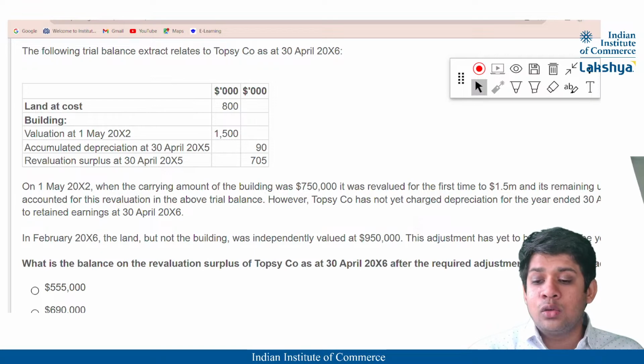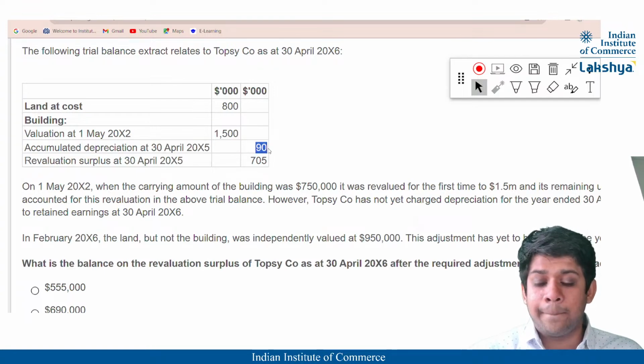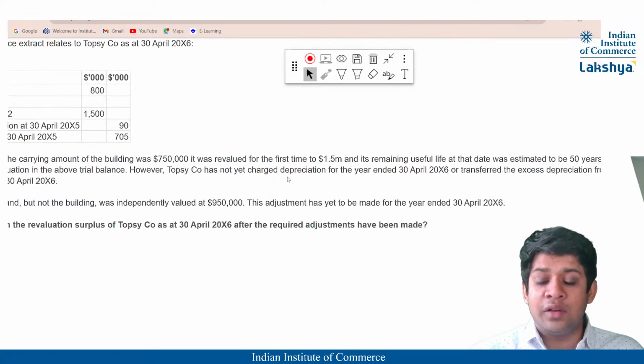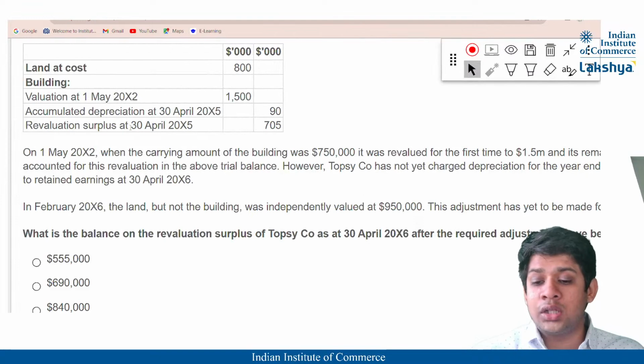There is a building whose valuation at 1st May 2012 was 1500. Accumulated depreciation till 30th April 2015 is 90. And the revaluation surplus stored at 30th April 2015 is 705. So there is 705 worth of revaluation surplus which is stored when, on 30th April 2015, your asset got revalued. The valuation was 1500, correct?